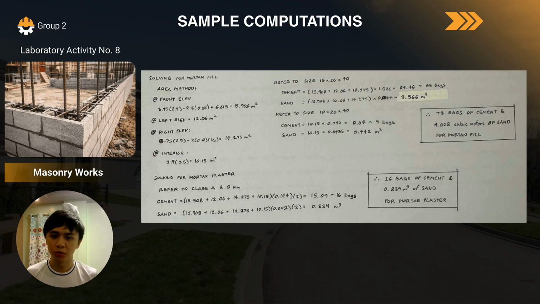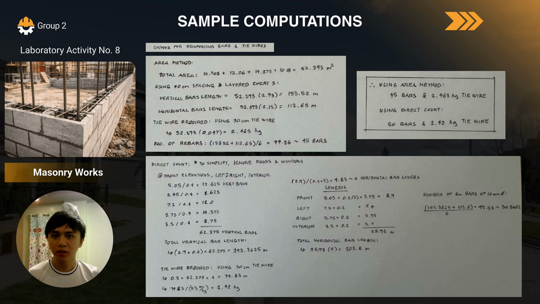Next up is solving for mortar plaster. Here we refer to it being class A and using 8 millimeters. For cement, we calculate it by multiplying the area by a coefficient that is dependent on the class that was used. Then we multiply it by 2 to cover both the outside and the inside, or both sides of the wall. This leads to around 16 bags of cement, and the same calculation is done for sand with a different coefficient. It leads to 0.839 cubic meters. So this totals to 16 bags of cement and 0.89 cubic meters of sand for mortar plaster.